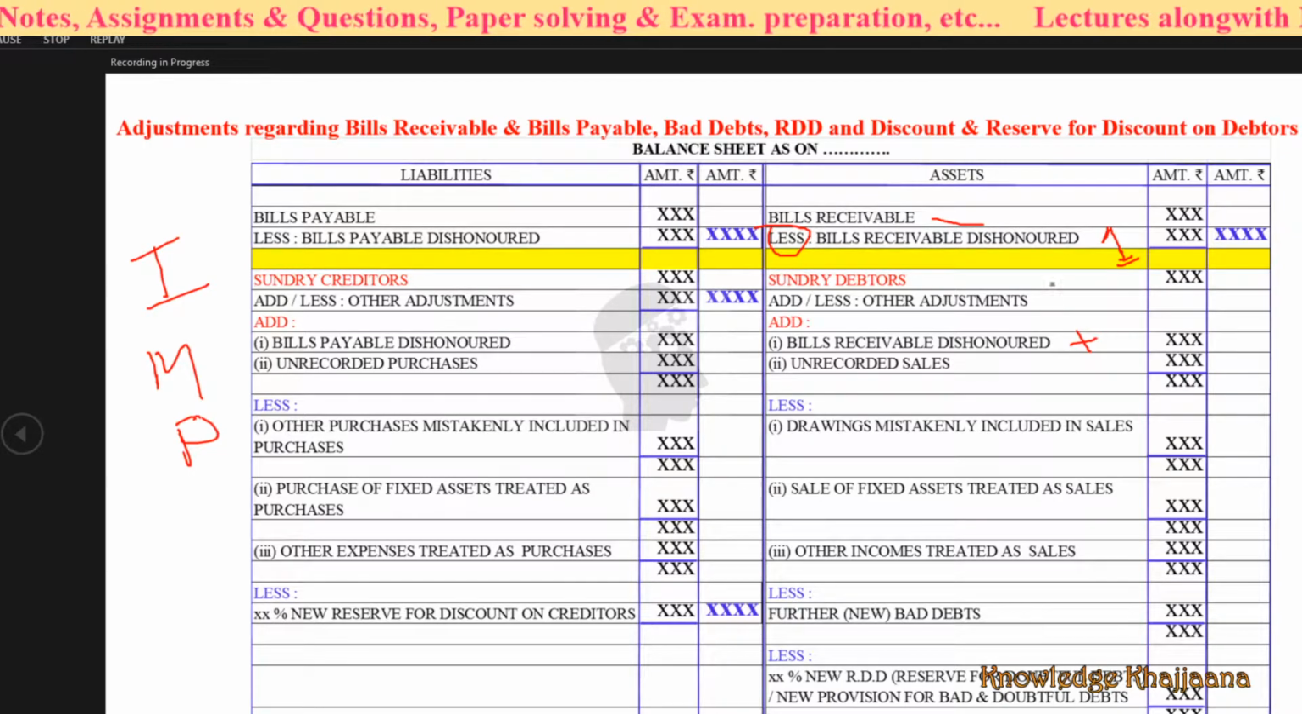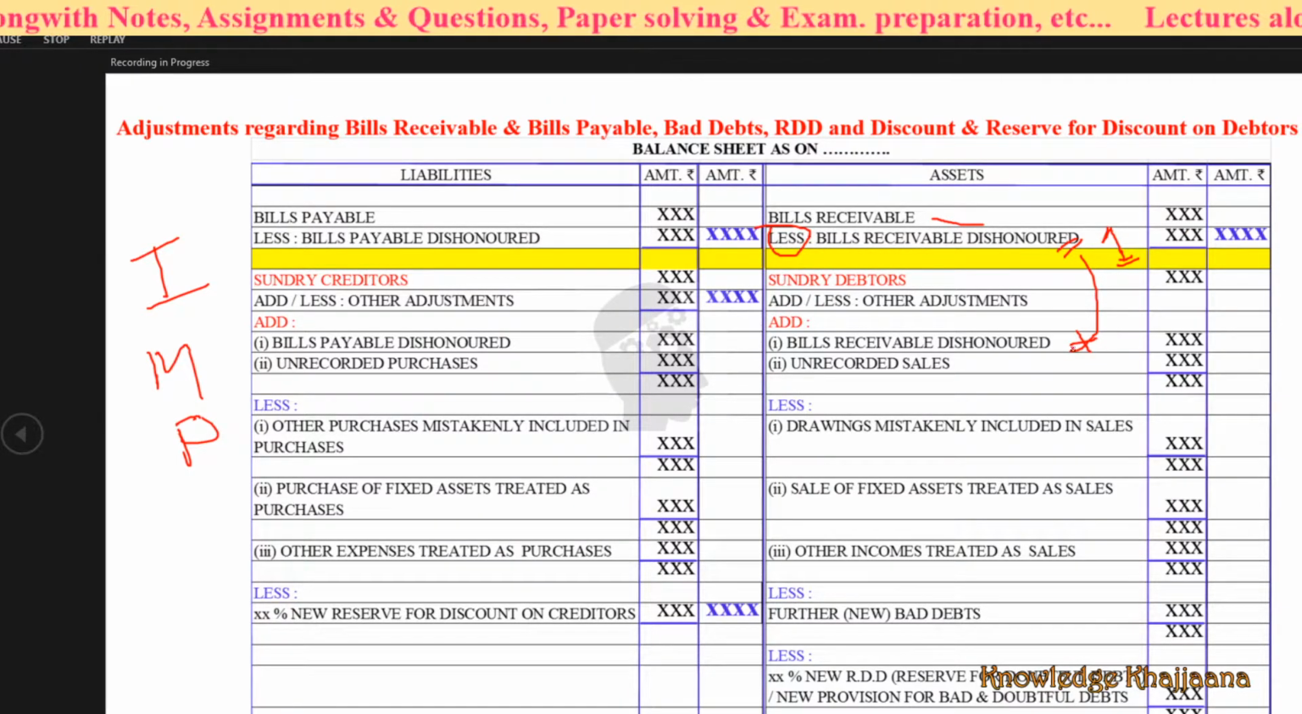So that much amount we have to add over here, right? Whatever they didn't pay now, they have to pay someday, right? So that much amount which they dishonored now, in the future they have to pay. In the near future they have to pay. So again that much amount will be added to the bills receivable dishonored. Okay, and if any unrecorded sales are there, then also those are added.